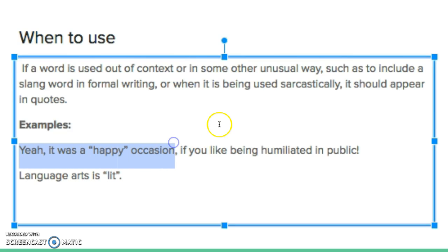It was a "happy" occasion if you like being humiliated in public. No one likes being humiliated in public, so obviously the occasion wasn't happy. This writer is using sarcasm, so the word is put in quotes to let the reader know that it's sarcasm. And then here's an example of slang being used in formal writing. Language arts is "lit." Obviously it's lit, but that is slang. Lit is slang, so it's being put in quotation marks.